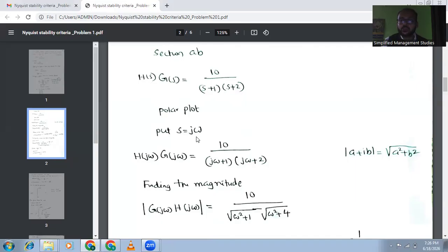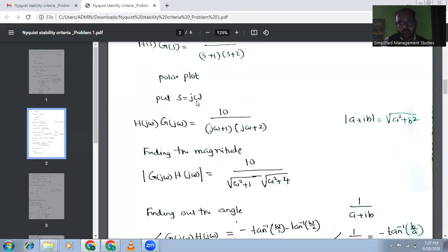First and foremost, you have to put s equal to j omega. That means the s domain will be converted into the frequency domain. Omega is the angular frequency. So wherever you see s, kindly put j omega. j is a complex operator. So G(s) becomes G(j omega), then H(s) becomes H(j omega). That is given by 10 / ((j omega + 1)(j omega + 2)).